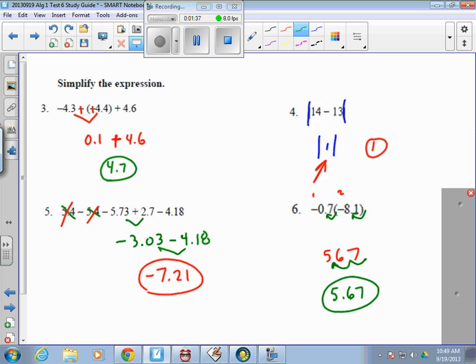6 says to multiply, since it's next to the parentheses, 0.7 times negative 8.1. 7 times 1 is 7. 7 times 8 we know is 56. But then just count how many times you move the decimal. You move it once for the negative 0.7 and once for the negative 8.1. That's 2 times you move it. So when you have 567, move it over 2 spots, once, twice, and that's how we get 5.67.